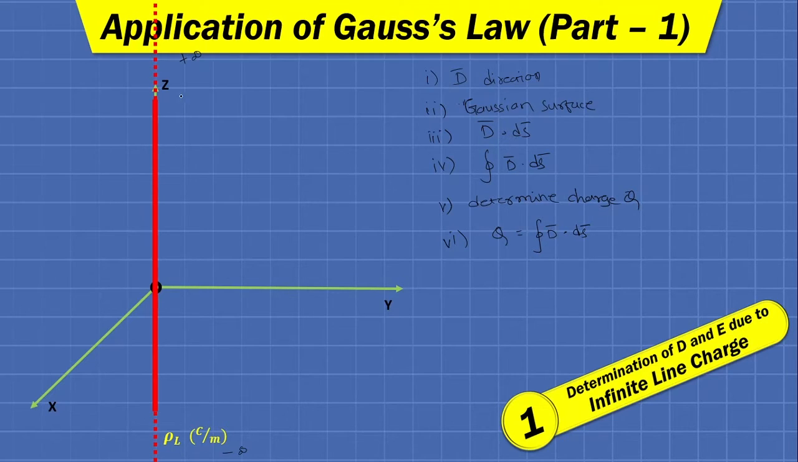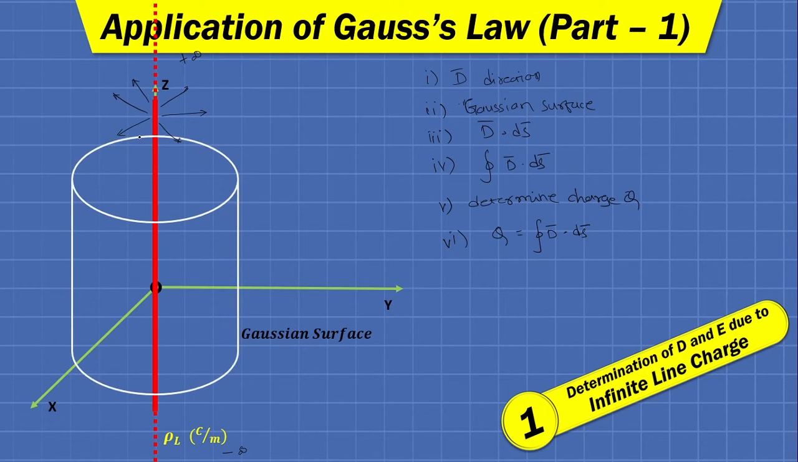Now, due to this infinite line charge, the direction of flux density will be radially outwards. If it is positively charged, so if the value of rho L is positive, then the direction of D bar or flux density will be radially outwards. From the symmetry of the charge distribution, we can imagine that we should adopt a cylinder as a Gaussian surface, and we should also adopt the cylindrical coordinate system to solve this case. Here the selection of Gaussian surface and coordinate system is very crucial.